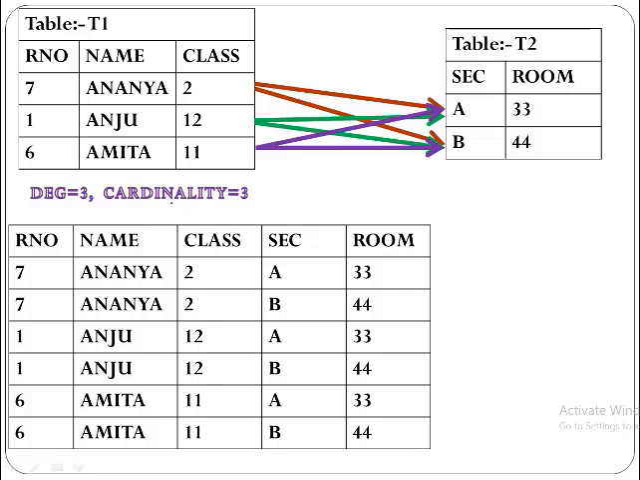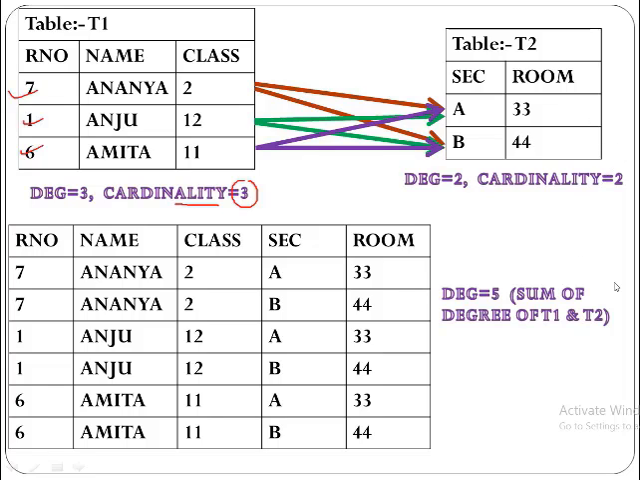Cardinality is number of rows. So there are 3 records, so the cardinality is 3. Now in table T2, the degree is 2 and cardinality is 2 because there are 2 columns and records are also 2. And finally the resultant table will have degree equal to 5. So see, 5 columns are there. So it is sum of degree of table 1 and table 2.